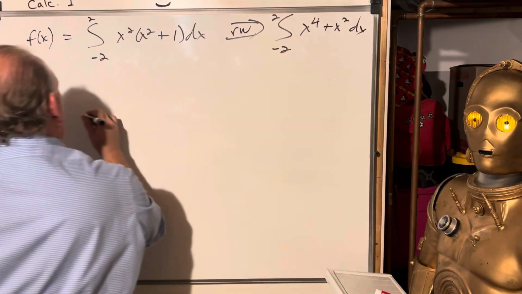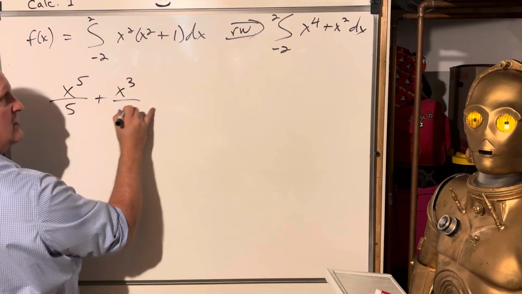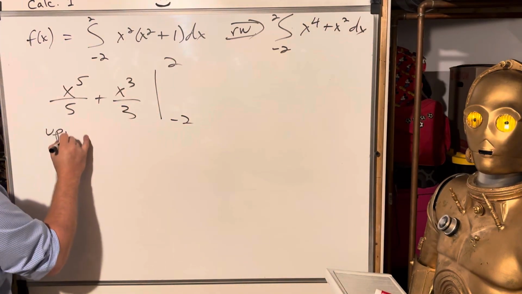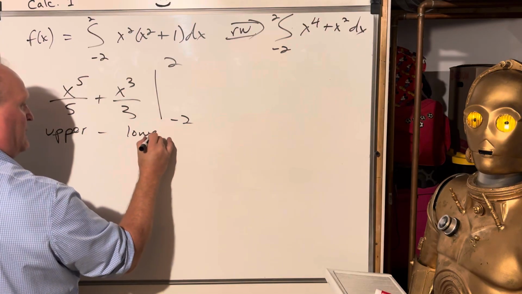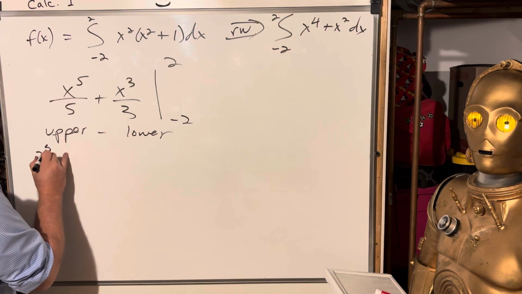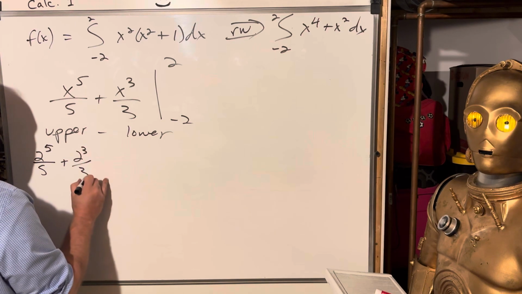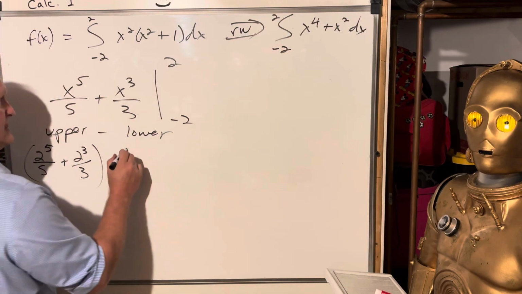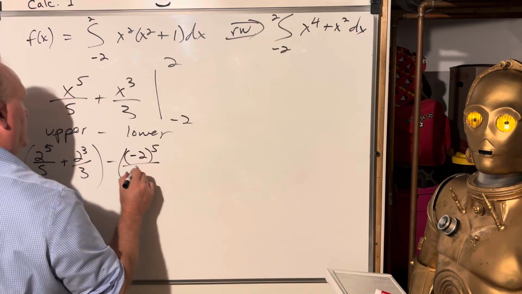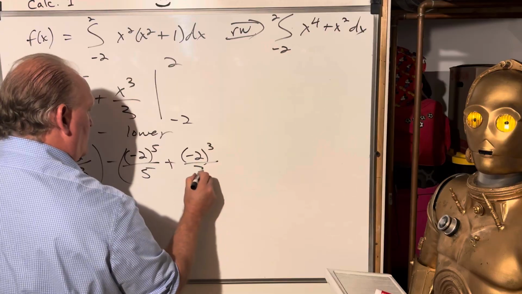And now let's integrate. So we got x to the 5th over 5 plus x to the 3rd over 3 from -2 to 2, upper minus lower, and pop in the 2's. So 2 to the 5th over 5 plus 2 to the 3rd over 3, minus -2 to the 5th over 5 plus -2 to the 3rd over 3.